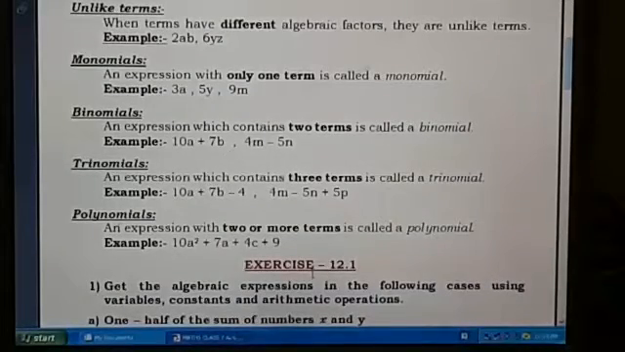Next, trinomial. Tri means three. Already we have learnt it in the triangle and all. So tri means three. An expression which contains three terms is called a trinomial. Next, polynomial. An expression with two or more terms is called a polynomial. If you see the example, you will know.